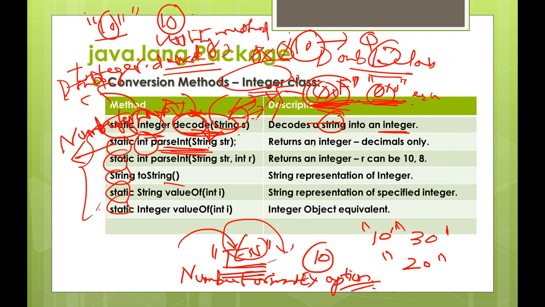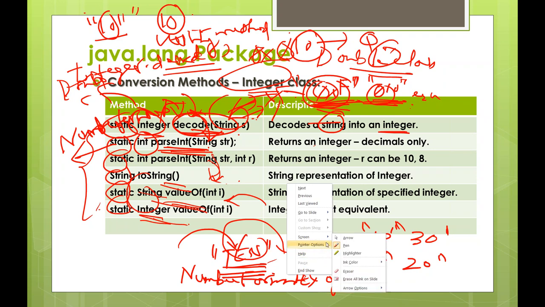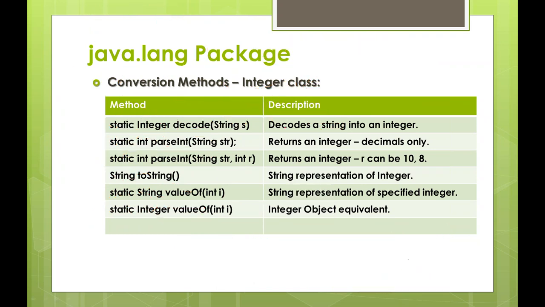Okay, already we have seen two string methods and valueOf methods also. If you pass a primitive type to this particular method, it will give a string representation of that particular value, and this will give the object representation of your primitive type. Okay, let us see a simple example. These are all not so difficult methods, that's why I'm just walking through these methods.